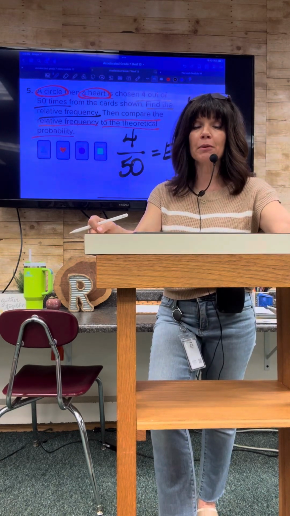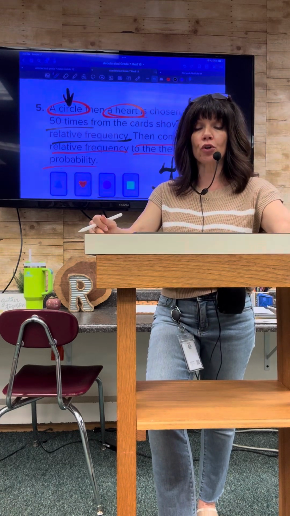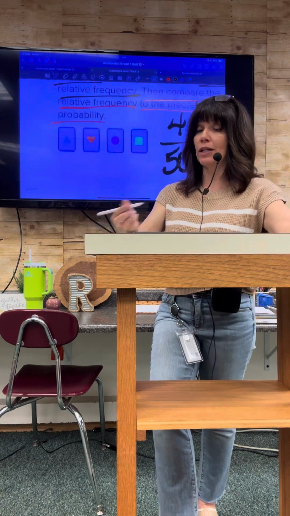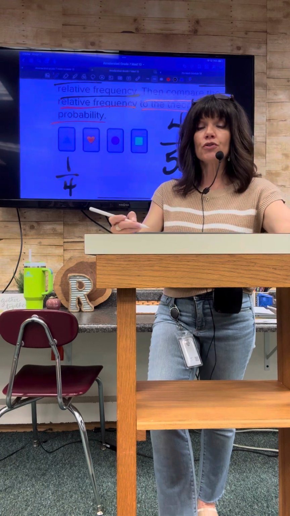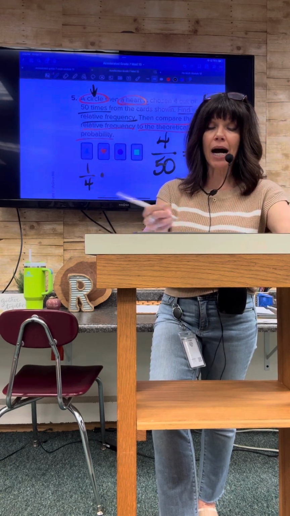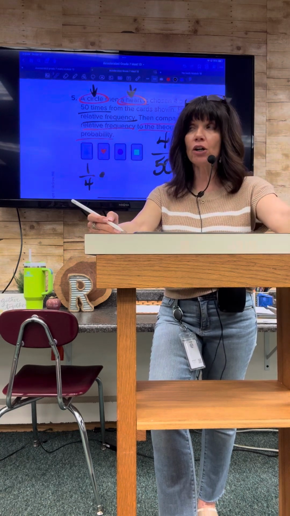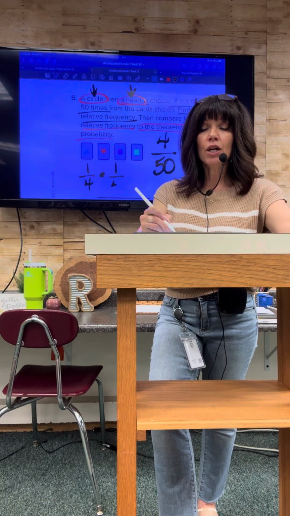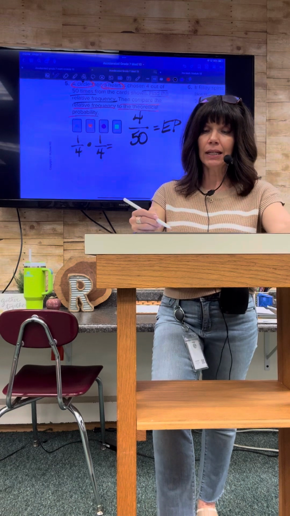Now let's find the theoretical probability. For theoretical probability, what are the chances of first drawing a circle card? 1 out of 4. How did you know? Because only one card has a circle. And how many cards total? 4. So 1 out of 4 for pulling a circle. Now I need to multiply by the probability of pulling a heart. How many cards have a heart? Write a 1 out of how many total? So what is the total probability, theoretically speaking, would be what?